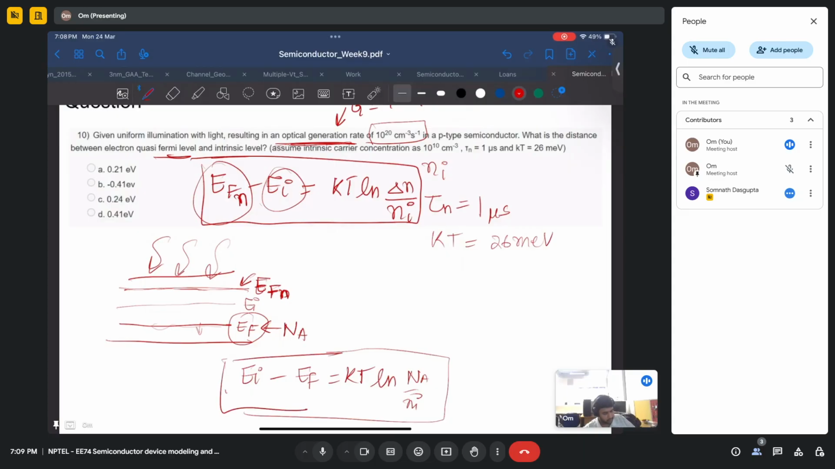Similar to that, here we have EFN. For that, we have delta n, the excess generated carriers due to light. Sorry, it will be Na, right? EF is this, right? It is due to the acceptor dopants. This is P type. The electrons generated are the minority carriers due to light, right? That is what we are measuring here. So EFN and EF are different things.